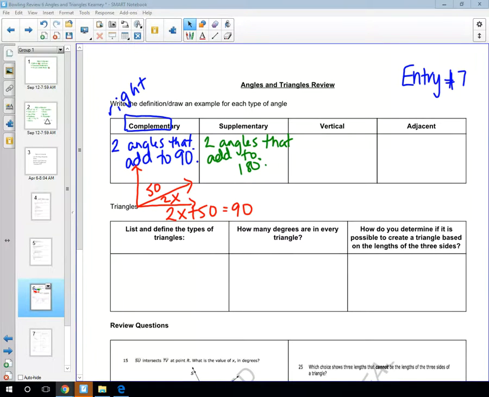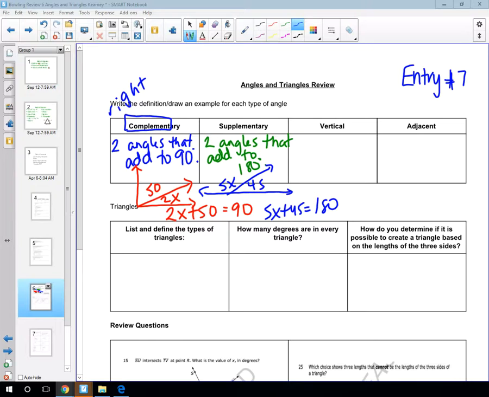Whereas supplementary, the picture would actually be a straight line, 180 degrees. So if you have, this is 5x and this is 45, we have 5x plus 45 equals 180.